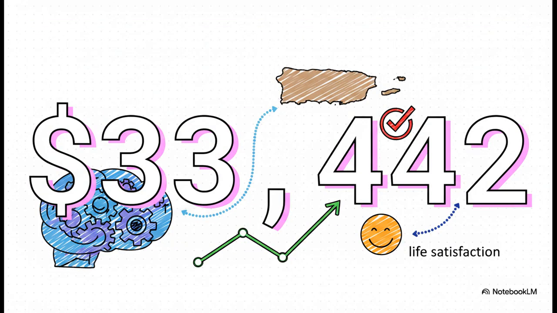To ground this model-based approach in reality for a second, imagine we want to predict a country's life satisfaction based purely on its GDP per capita. If we feed our algorithm a bunch of historical data, it builds a linear model. Then if we input exactly $33,442, which is Puerto Rico's GDP, the mathematical model instantly crunches that number and spits out a life satisfaction prediction of 6.02. And amazingly enough, that prediction proves to be highly accurate when you compare it to the real-world data. It's like magic, but it's just math.